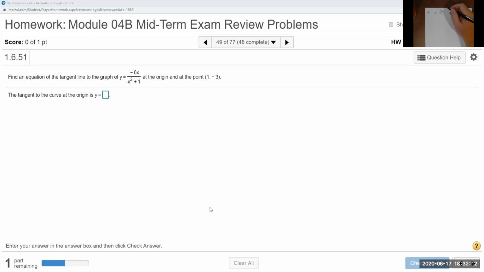Oh, actually, it's asking for 2. Look at it. It says, find the equation of the tangent line for the graph at the origin and at the point 1, negative 3. So really, we're going to find 2 tangent lines. The first one at 0, 0. And the second one at 1, negative 3.